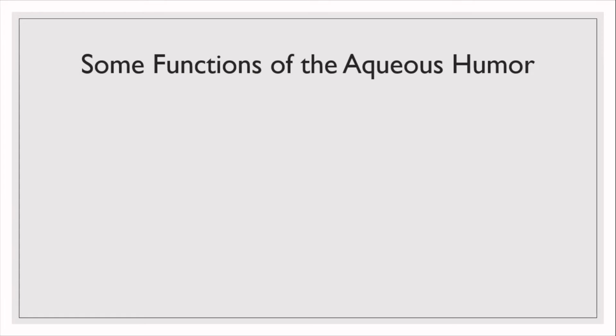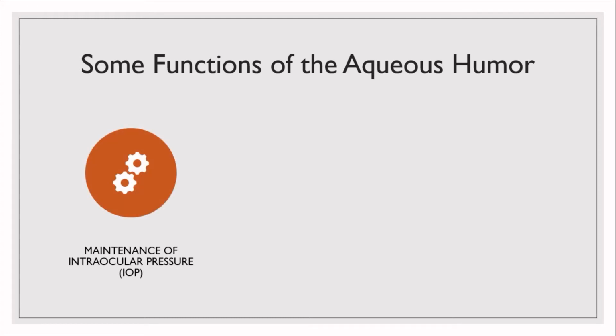It is important for the aqueous humor to be there and to flow, because first of all, it helps maintain the intraocular pressure. We can think of the eyeball as a fluid-filled balloon, and as with any balloon, it is easier to maintain its shape if it is filled with an adequate amount of fluid. So this is one of the functions of the aqueous humor.